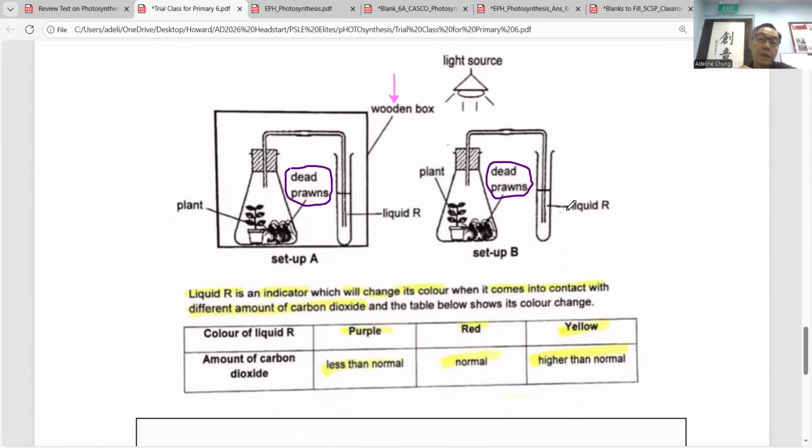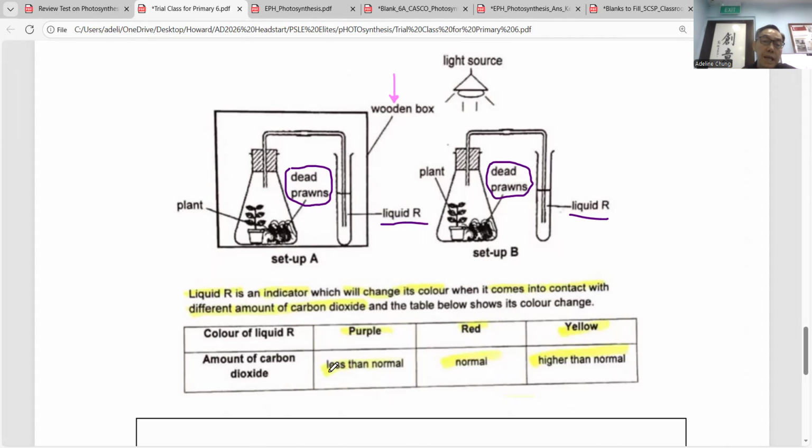This indicator, the liquid R, changes color according to the amount of carbon dioxide present. So can you tell me whether setup A or setup B has more carbon dioxide? Okay, A: there's no photosynthesis, which means it cannot absorb carbon dioxide. The plant is respiring, and respiration produces carbon dioxide. The prawn is also decomposing. So in setup A, the concentration of carbon dioxide will be higher than in B.